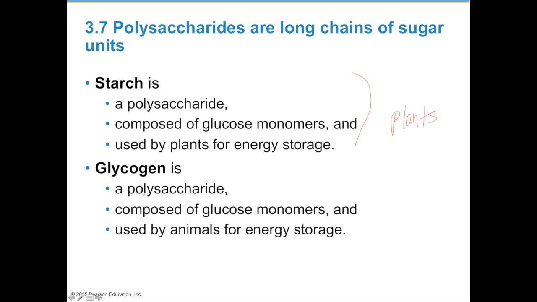Glycogen is a polysaccharide composed of glucose monomers and used by animals to store energy. Animals store sugar as glycogen in the liver. So basically, any excess glucose that we have will be converted into glycogen and stored in the liver. Not all of it, but some of it.